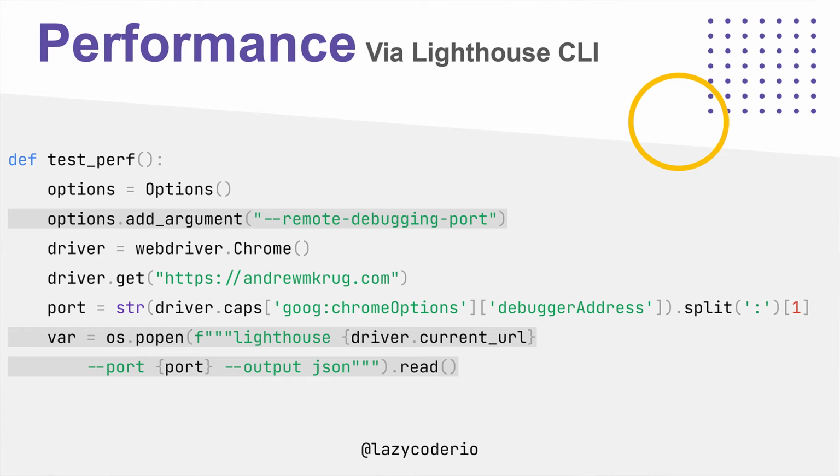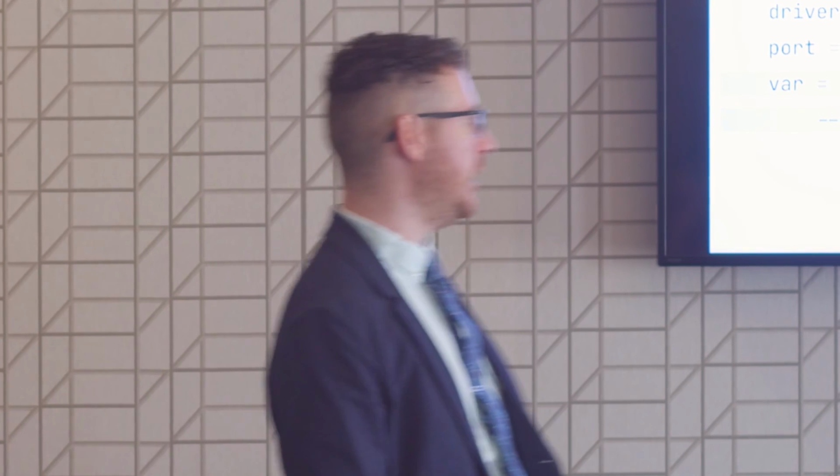Add an argument remote debugging port, so that Lighthouse can connect to the ongoing session. Do whatever actions you need to do to get to your web page, or here I'm just navigating directly to it. And then you run Lighthouse, pass in the URL, which you can just grab from the string there, the port, and then output as JSON, and then it gets you the whole JSON output, which you can then prettify and make all sorts of fancy stuff with it. Important part is you can start monitoring how your Core Web Vitals score is going on your public-facing web pages, by really only having that line somewhere in your test code.